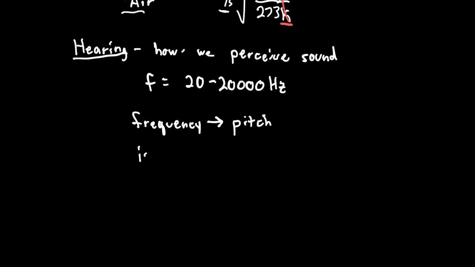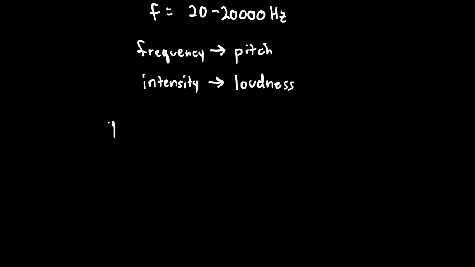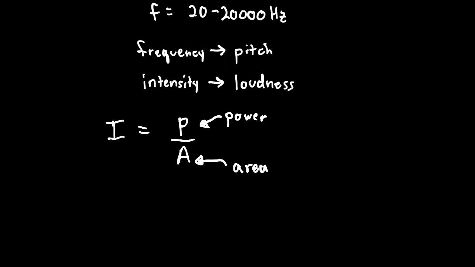And the intensity of the sound shouldn't be confused with the pitch. The intensity is kind of how loud the sound is. This is loudness. And this intensity of a sound wave is going to be equal to P divided by A, where P is the power of your sound wave, and A is the area that your sound wave is spreading out over. So the units of intensity are going to be equal to the units of power, which are watts, divided by the units of area, which are square meters.